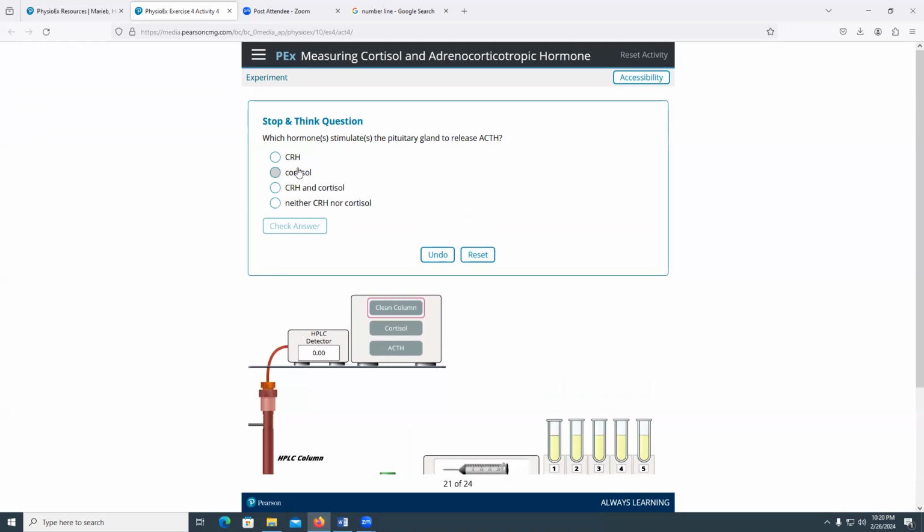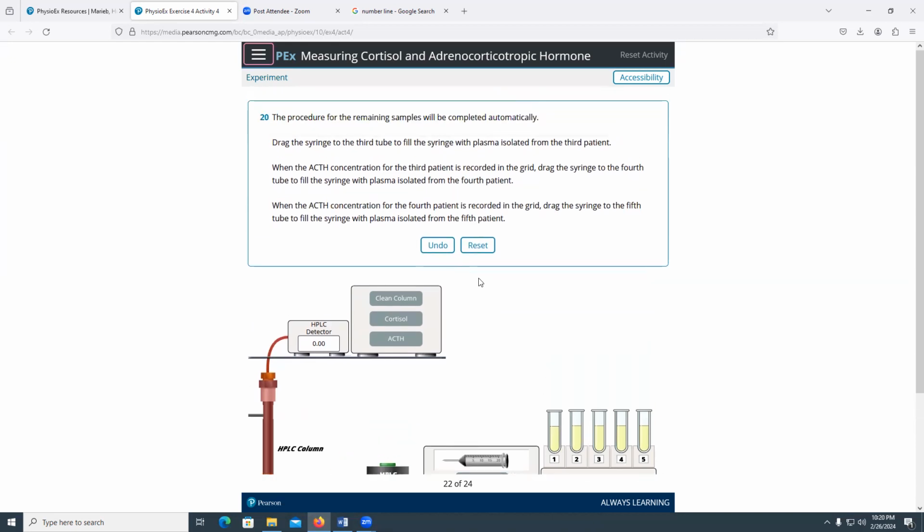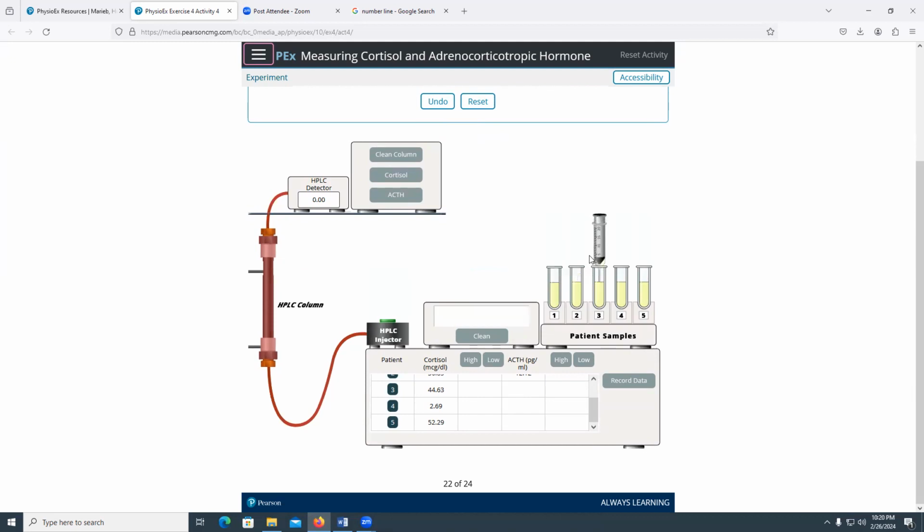Okay, which hormone stimulates the pituitary gland to release ACTH? CRH. Okay, number 3. 4. Last but not least, 5.